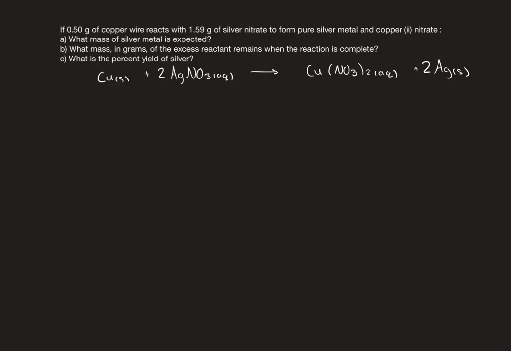Now, question A is asking us what mass of silver metal is expected. Since in this problem it gives us the mass of 2 different reactants, so copper and silver nitrate, we know that this is a limiting reactant problem. So the problem already gives us that we have 0.50 grams of copper. Since this is a limiting reactant problem, we will need to convert to moles of copper.